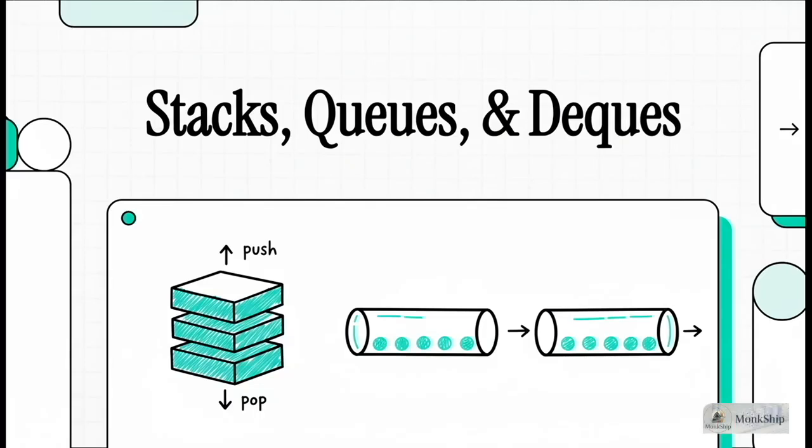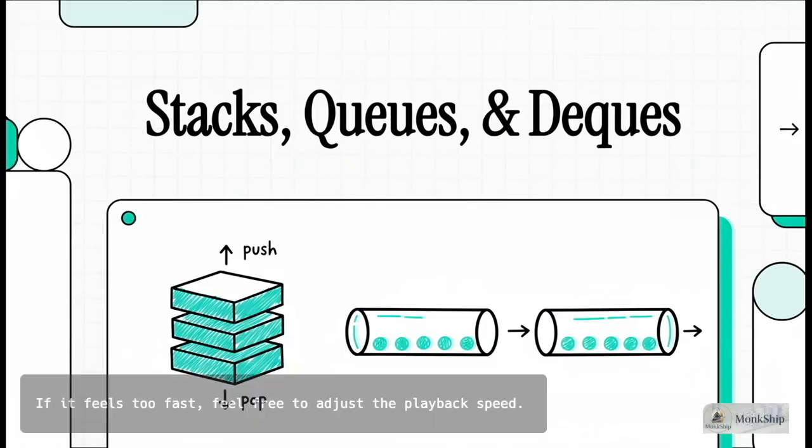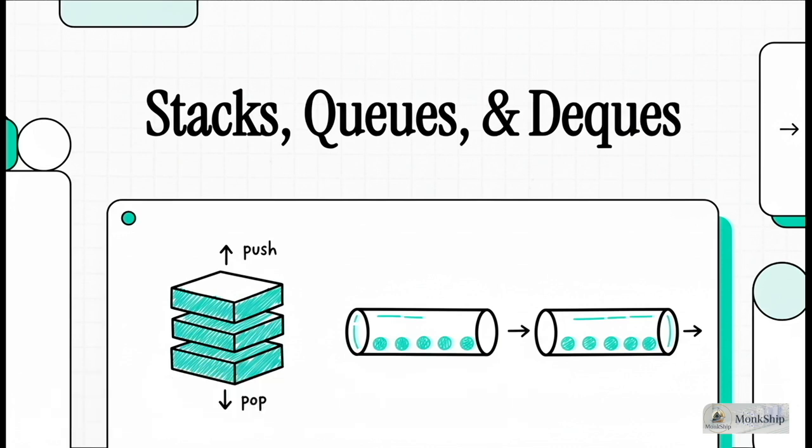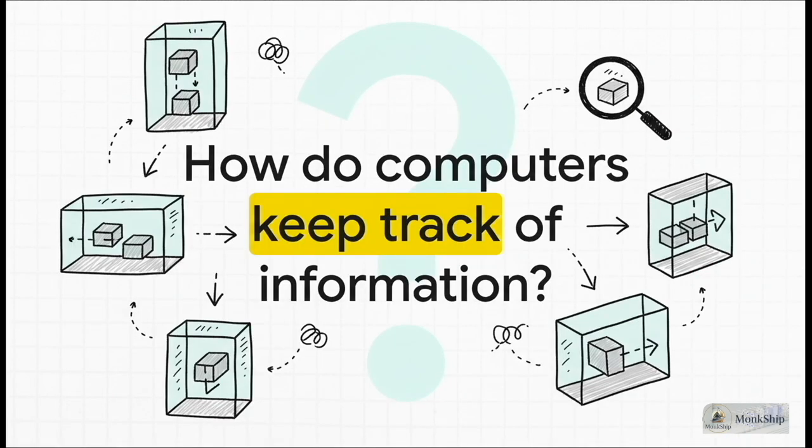You ever stop and wonder how your phone can juggle a dozen open apps without breaking a sweat? Or how your computer can find that one file you saved like a year ago in a split second? Well, it's not magic. It's all about organization. And today, we're going to pull back the curtain on three of the most important ways programs keep information straight: stacks, queues, and decks. So yeah, how do they keep track of everything?